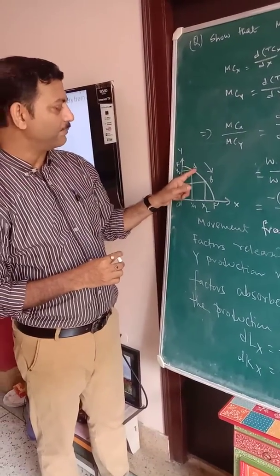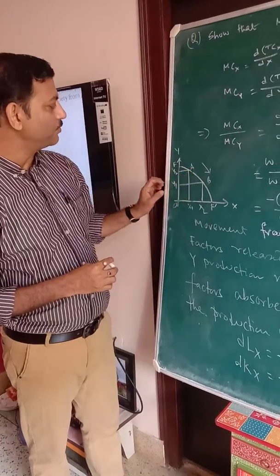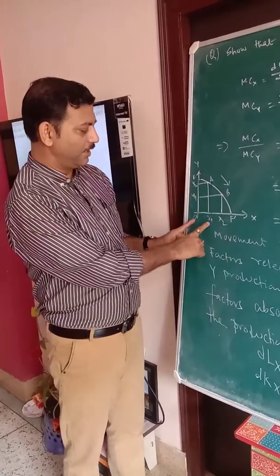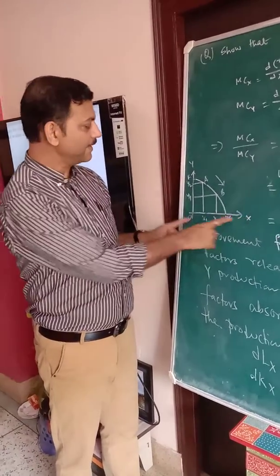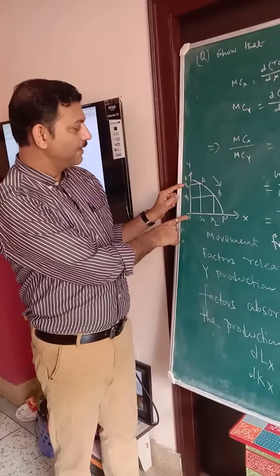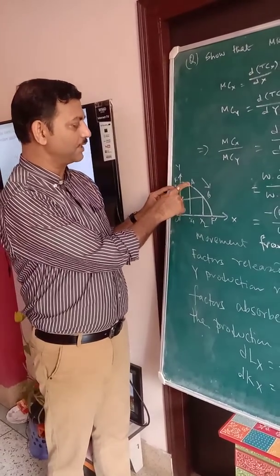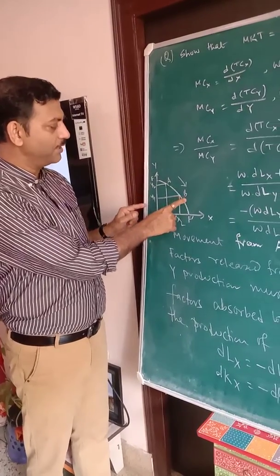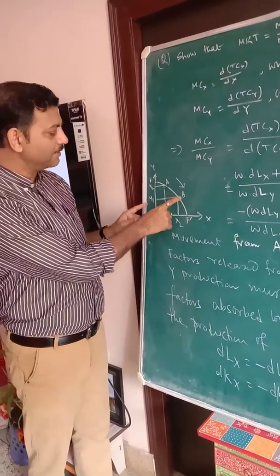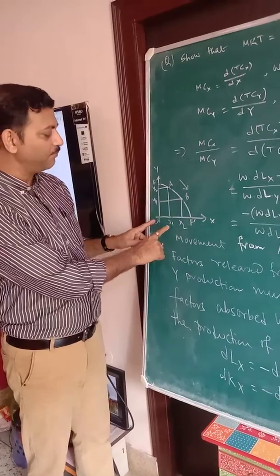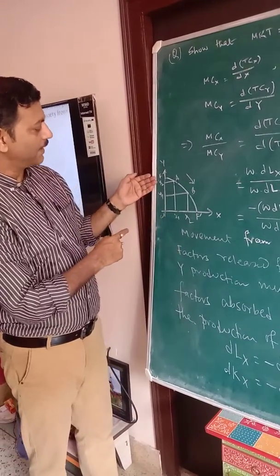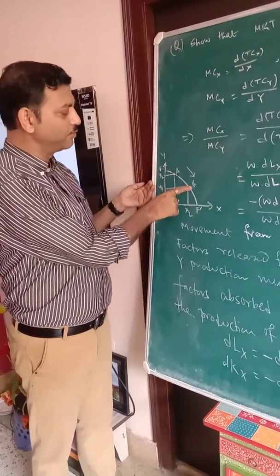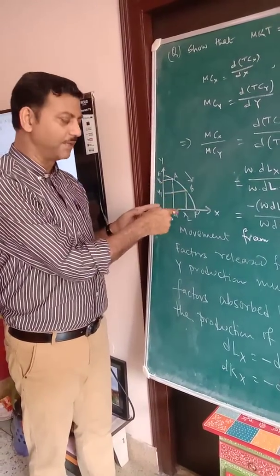Now if you are at point A, then the output mix is OX1, OY2. That is, you are producing X1 amount of commodity X and Y2 amount of commodity Y. This is represented by the combination point A. The same is true for point B. If you are at B, that means X production increases from X1 to X2 and Y production decreases from Y2 to Y1 if you move from A to B. So B is another product mix.